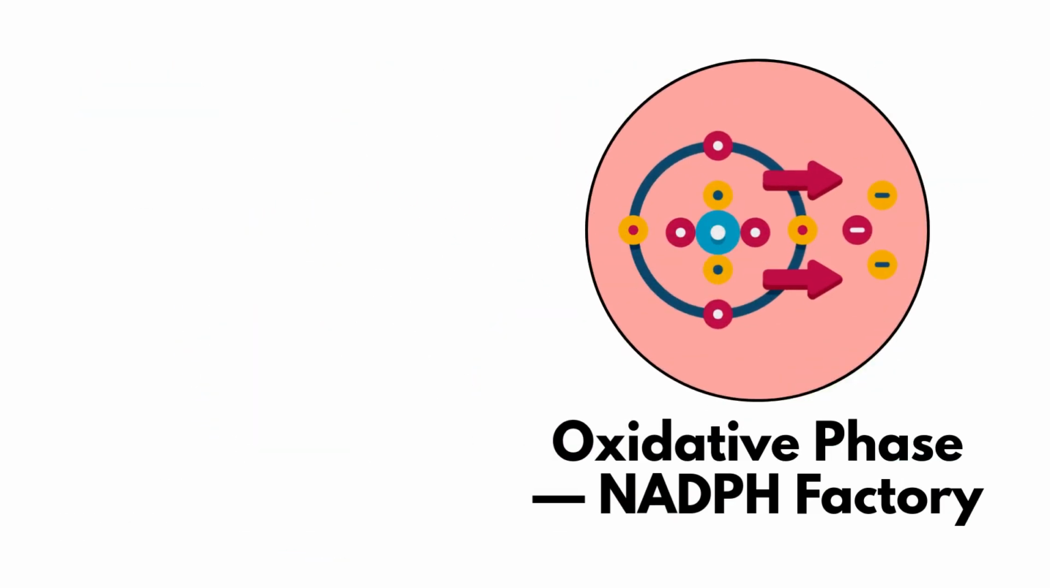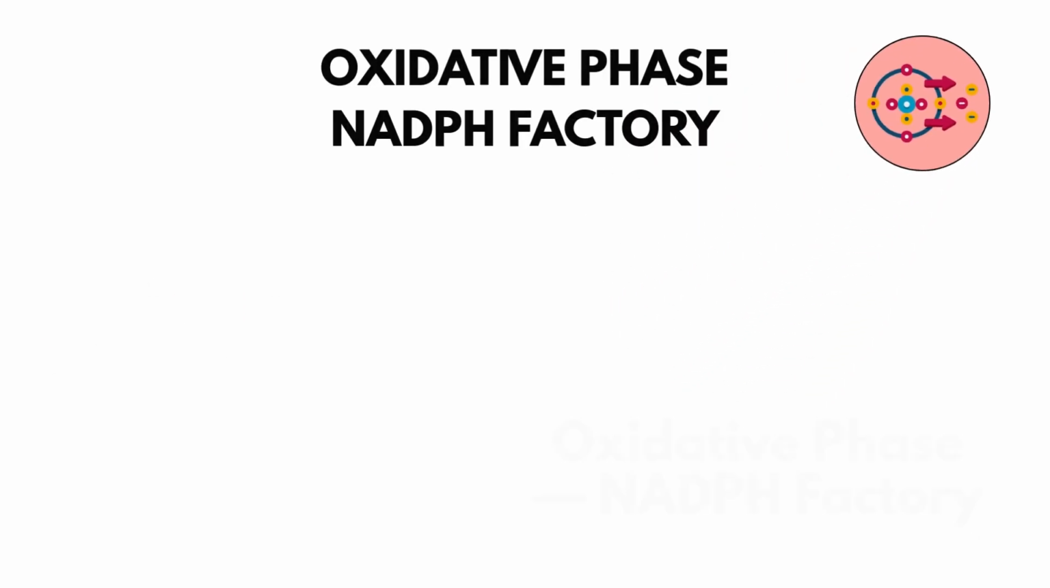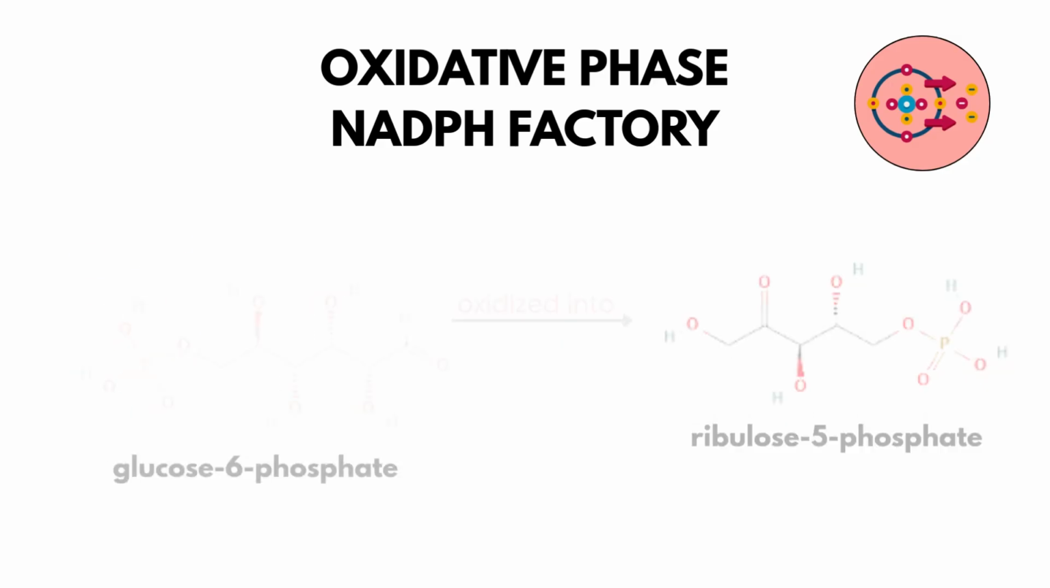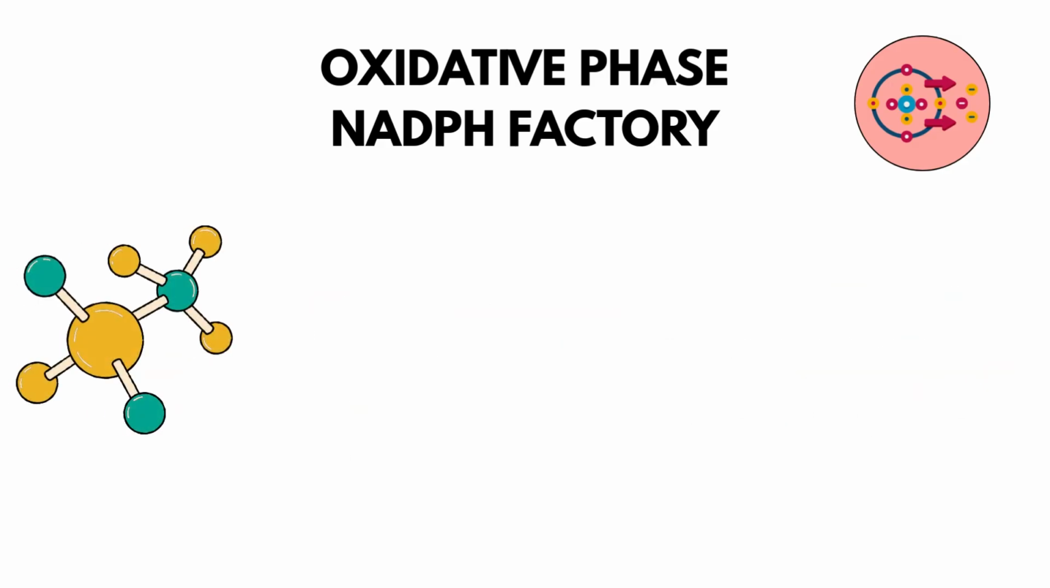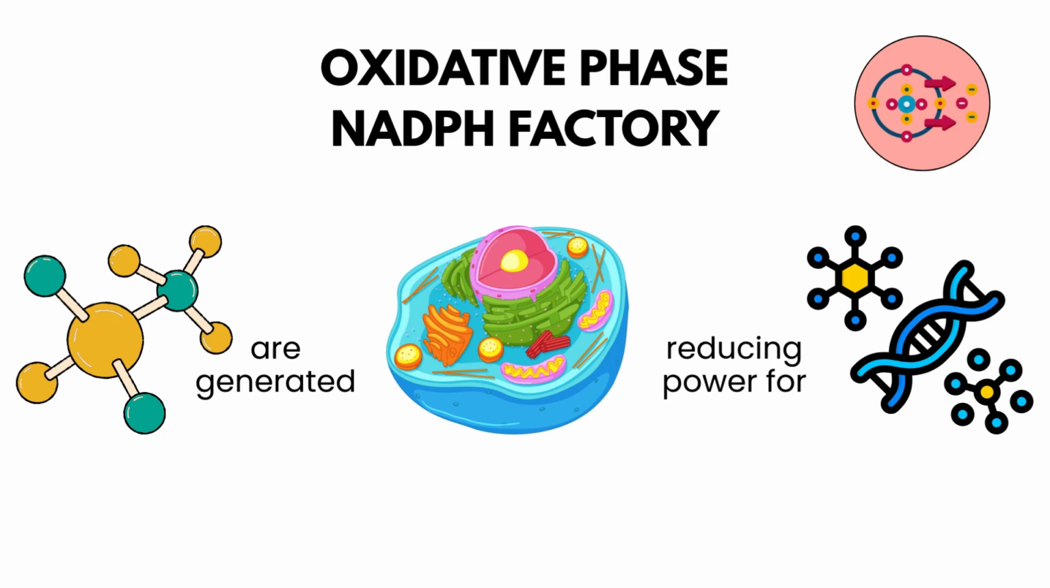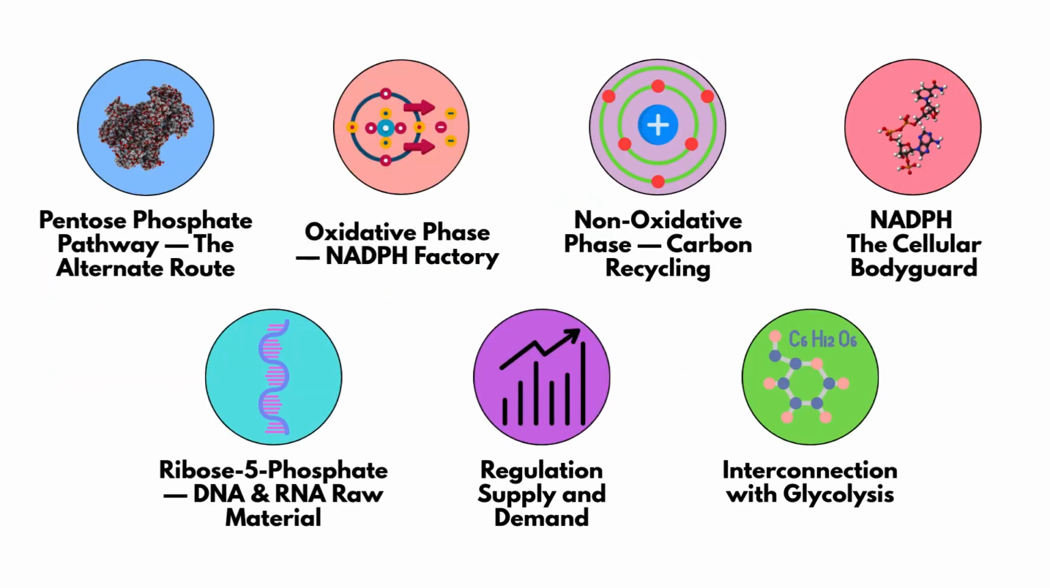Oxidative phase, NADPH factory. Here, glucose 6-phosphate is oxidized into ribulose 5-phosphate. 2 NADPH molecules are generated. These are your cell's reducing power for biosynthesis and antioxidant defense.